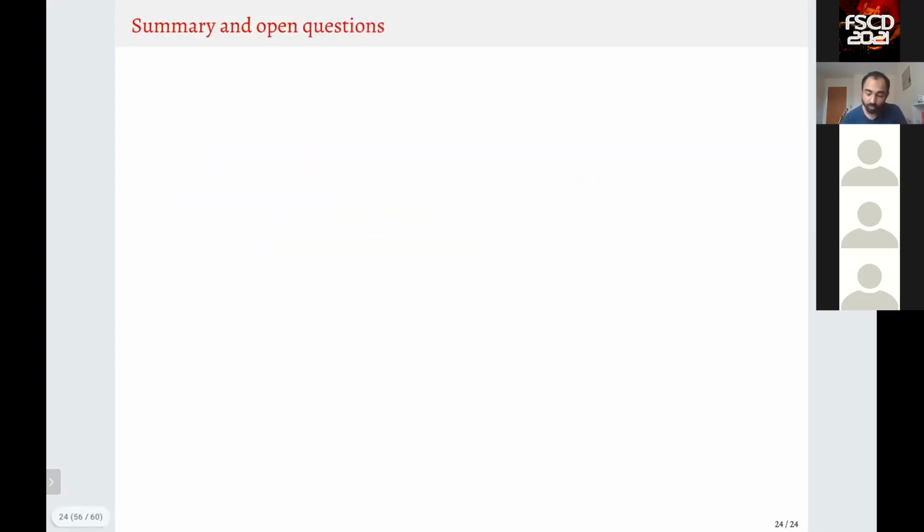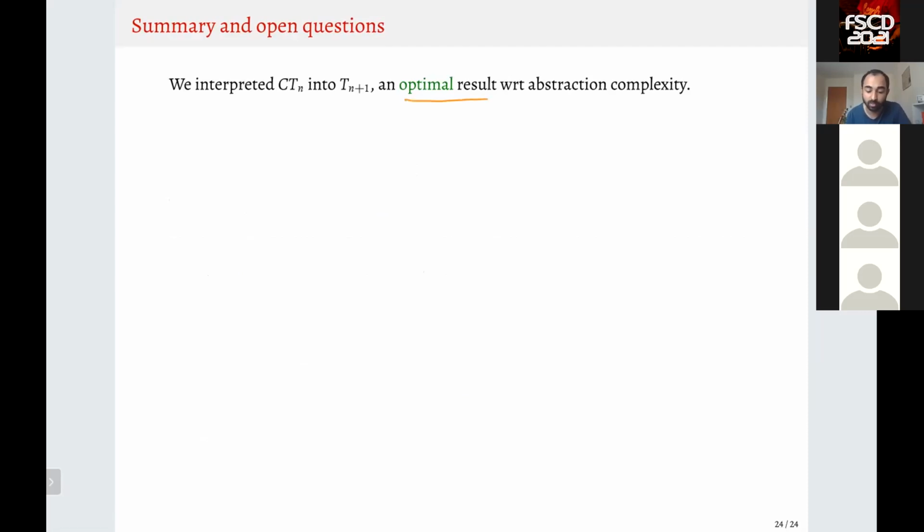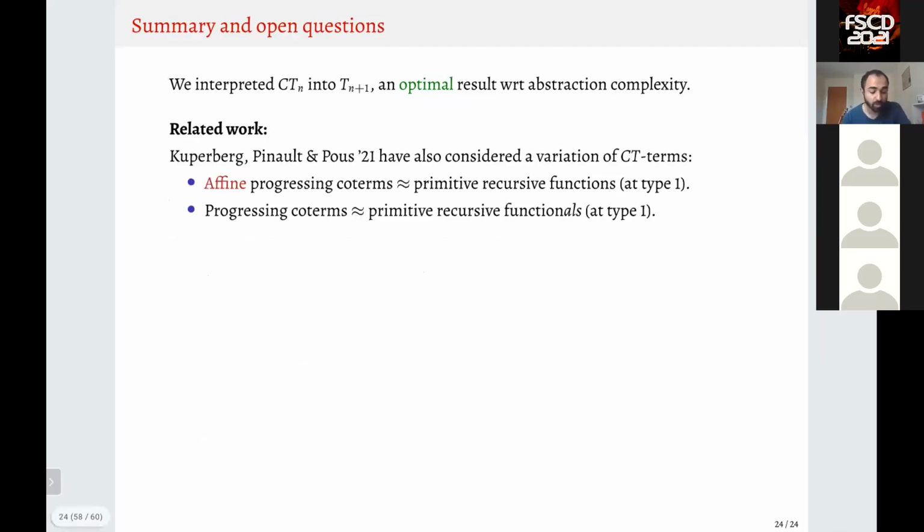And to summarize, we did interpret CT into T_{n+1}, and by the parallel work, this is actually an optimal result with respect to abstraction complexity. I must mention a recent work of Kuperberg, Pinault, and Pous, who considered a variation of the typing derivations with a slightly different type language, including Kleene star for list formation instead of N as a base type.